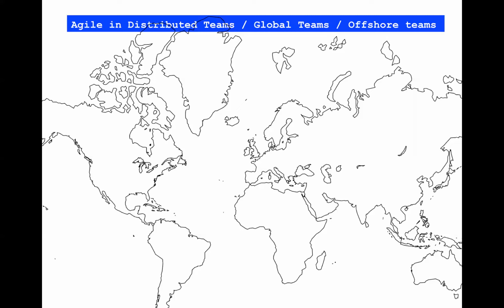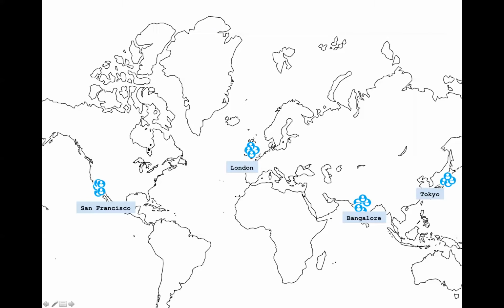Let's look at the first model. Okay, let's say you see all these dots that are gathered around these cities. Let's say you have a bunch of engineers in San Francisco, a bunch in London, Bangalore, and Tokyo. You can see, it's spanning the whole globe. So what do you do in this kind of a situation? I think it is very intuitive just by looking at this picture.